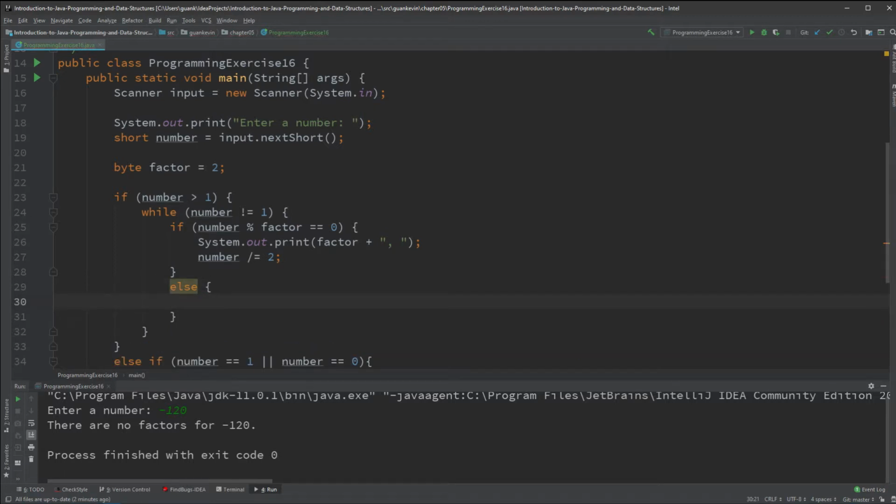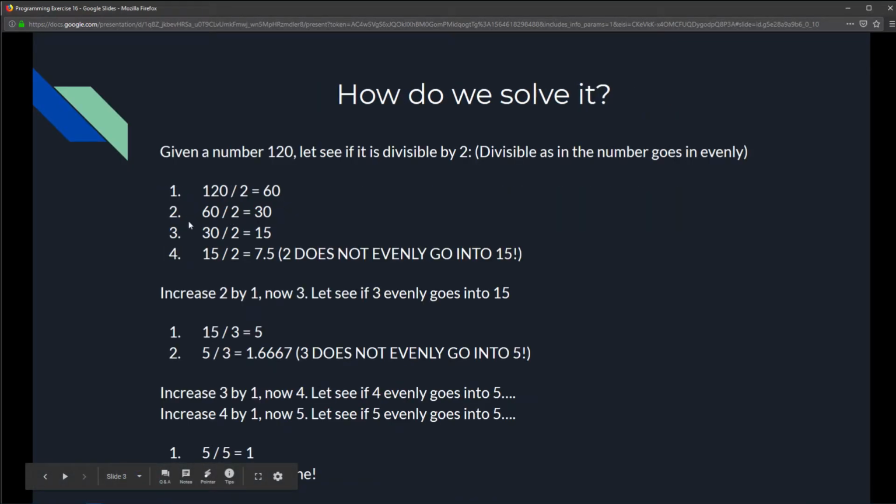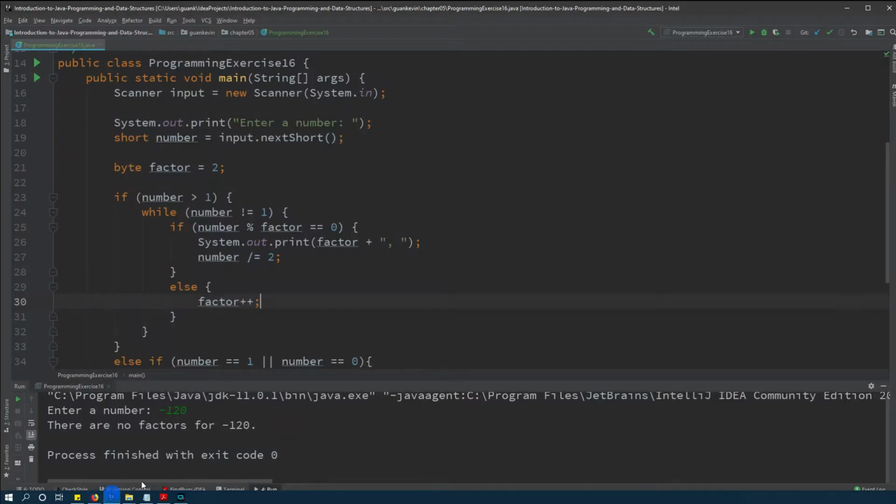So let's say the else case. Else case is if number doesn't go into, if factor doesn't evenly go into number, then we'll increase factor by 1, right? So once again, we have the case. If it keeps going in, that's good. Divide the number, get the next number, try again. If it doesn't go in evenly, then increment it by 1. And that's exactly what we have here. If it goes in, that's good. Get the next number and try again. If it doesn't go in, increase it by 1.